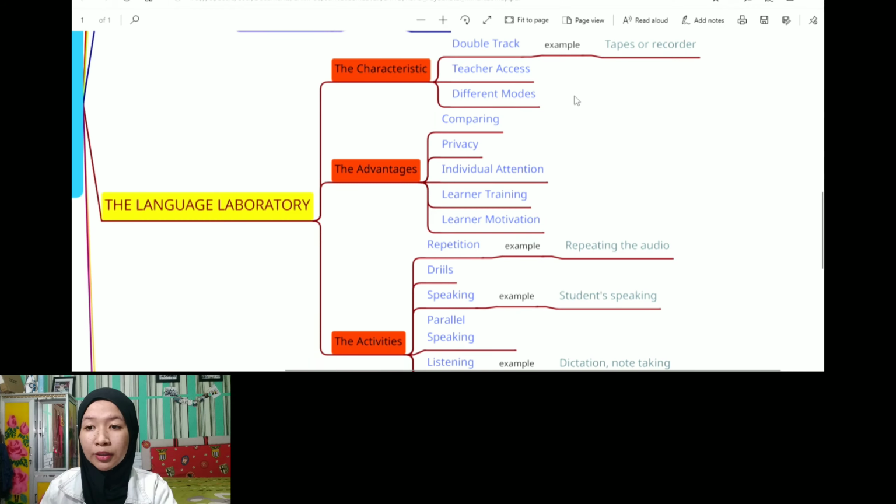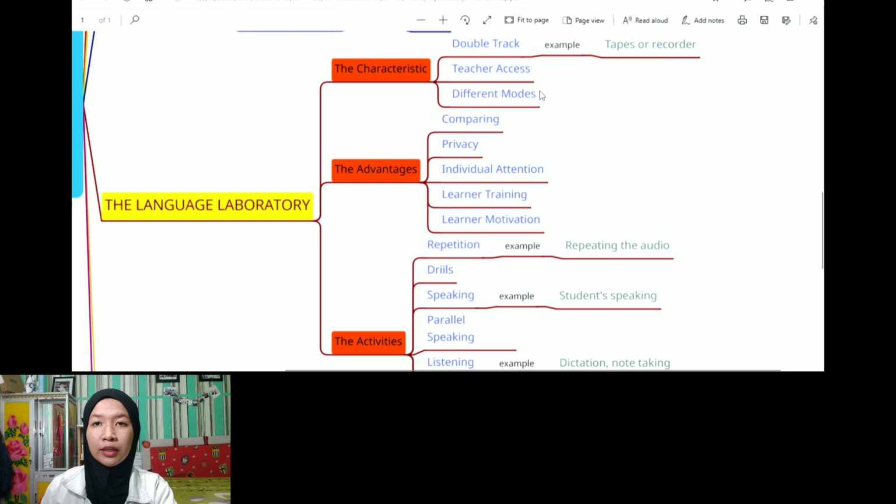Double track. Double track is the design of tape or machines, which means that students can listen to one track in their tapes or recorder. For example, tapes or recorder. And the second is teacher access. So laboratories have a computer used by the teachers, who can not only listen to individual students but can also talk with them. Okay, the third is different modes.